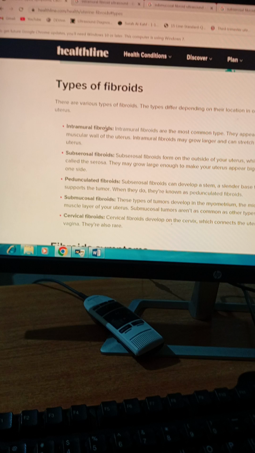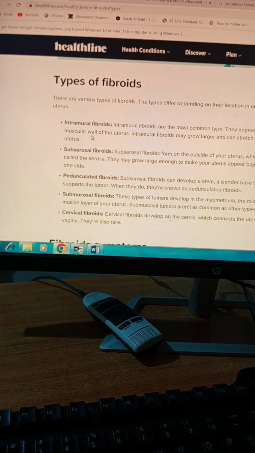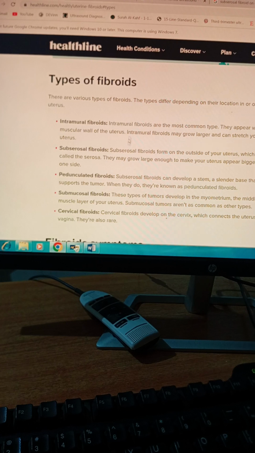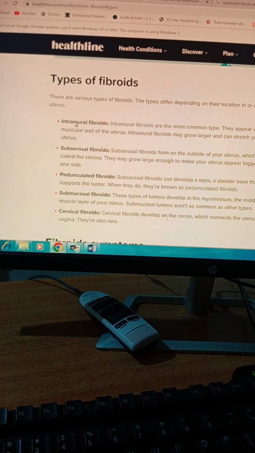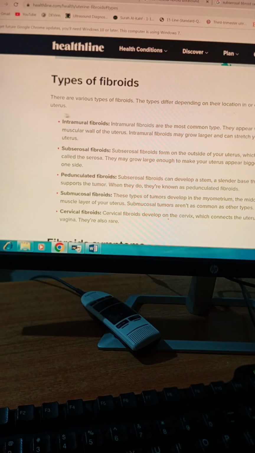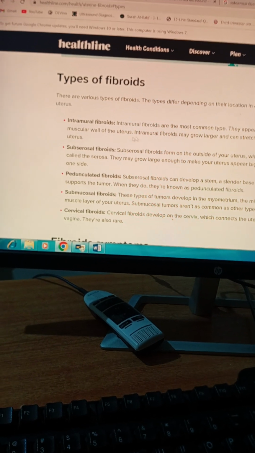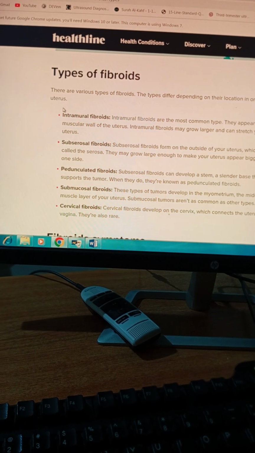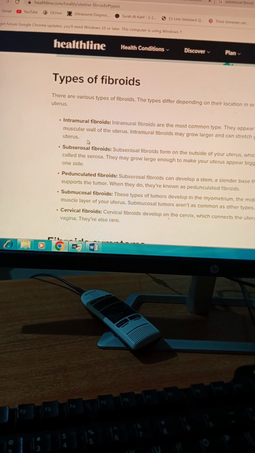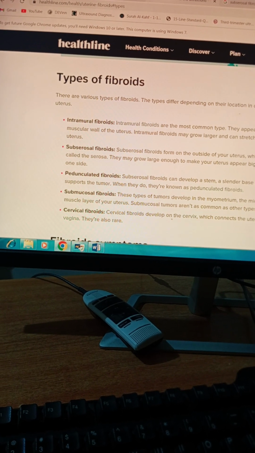What is an intramural fibroid? These are the most common type of fibroid and they grow within the myometrium. These fibroids are usually benign and may not need surgery despite their big size. While they are the most common fibroids, they usually appear on ultrasound like this.